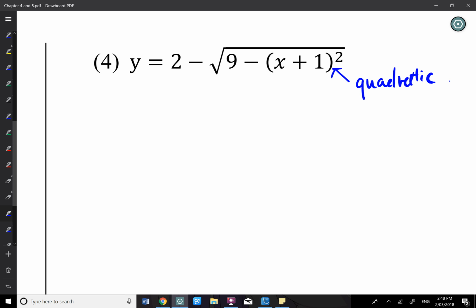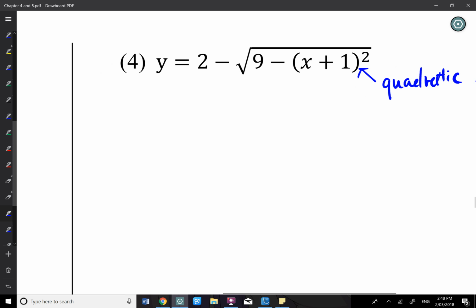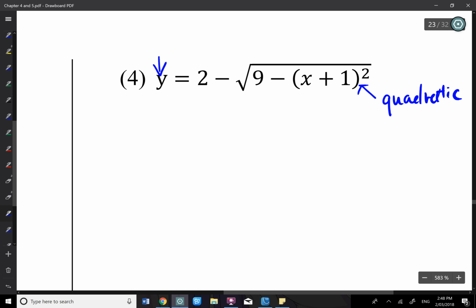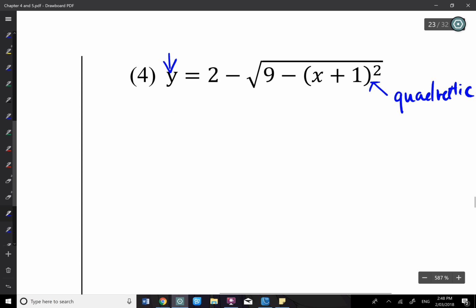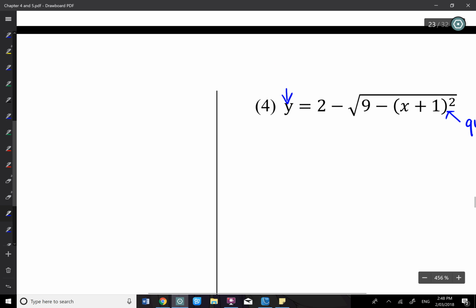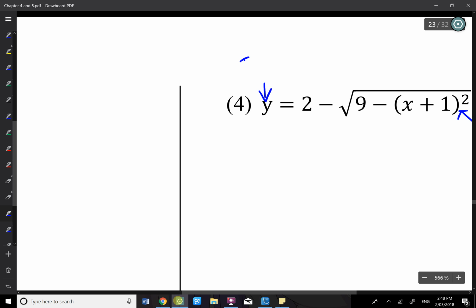Okay, when you see this, what can you do? First of all, you will see what is the subject. Okay, y is the subject. So if y is the subject, that will be the top or bottom semicircle. Okay, I only have 2 situations, at the top or bottom.